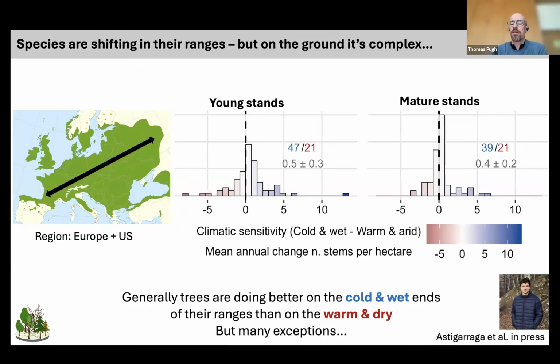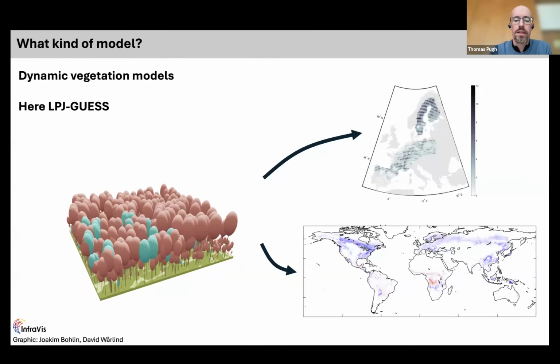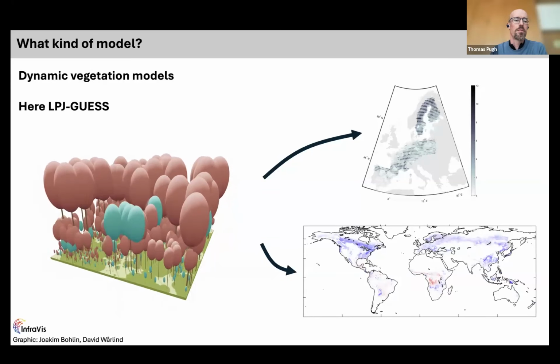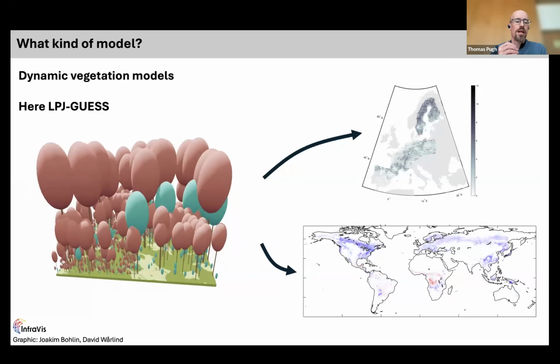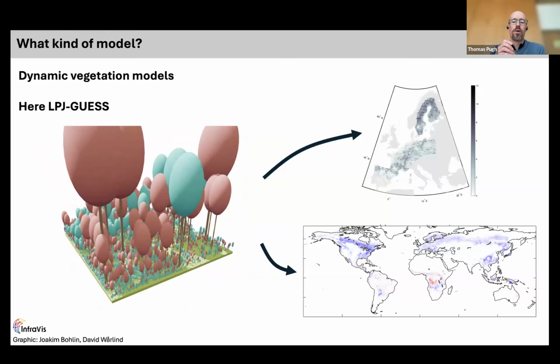So the challenge for modelers is that we want to make some useful projections of what we think is going to happen in terms of climate risks and tree mortality, and what that's going to mean for the ecosystems. I wish I could give you lots of answers here, but I'm only going to give you some first steps. But just to have us all on the same page, what do I mean when I talk about modeling? What kind of model?